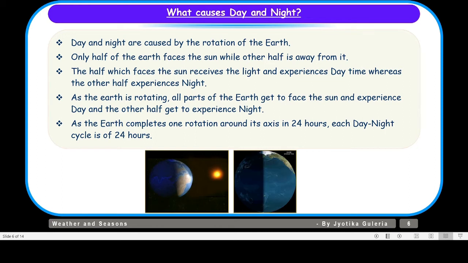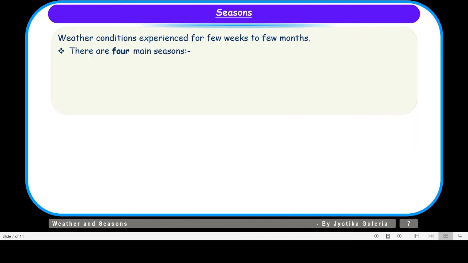Children, before we take up the second movement of the Earth, that is revolution, let us first understand what is a season. Weather conditions experienced for few weeks to few months. That means if the weather remains the same for few weeks to few months, we call it season.